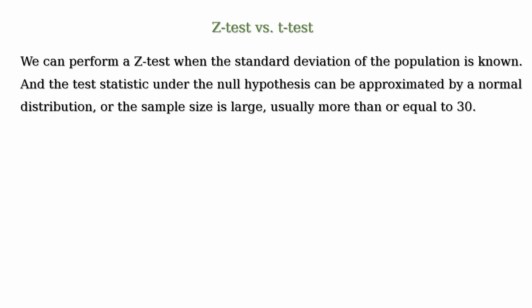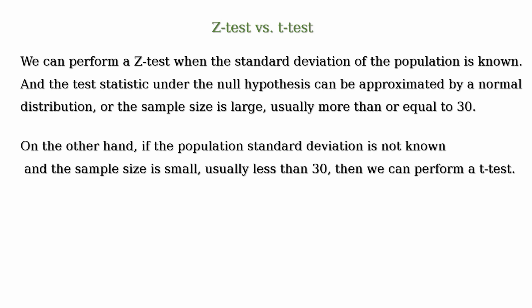So, when should we perform a z-test? What is the difference between a z-test and a t-test? We can perform a z-test when the standard deviation of the population is known and the test statistic under the null hypothesis can be approximated by a normal distribution, or the sample size is large, usually more than or equal to 30. On the other hand, if the population standard deviation is not known and the sample size is small, usually less than 30, then we can perform a t-test.